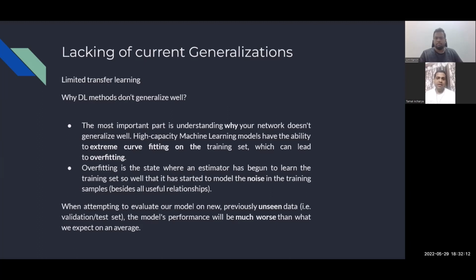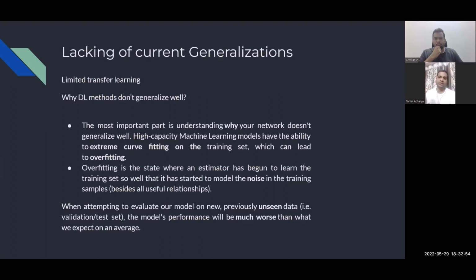Now, why do we lack current generalization? Limited transfer learning. Yes, there are so many pre-trained models available. You go to the TensorFlow website, you will see lots of pre-trained models available. You can take any of them based on the problem you are solving. You take their weights and biases, and you use them to initialize the start of your model training, and then you can proceed. But it is limited. You cannot use every model for your analysis. For example, a model trained on understanding languages, you cannot use it to classify, say, cats and dogs. It is not going to do well. That's the limited transfer learning we have.